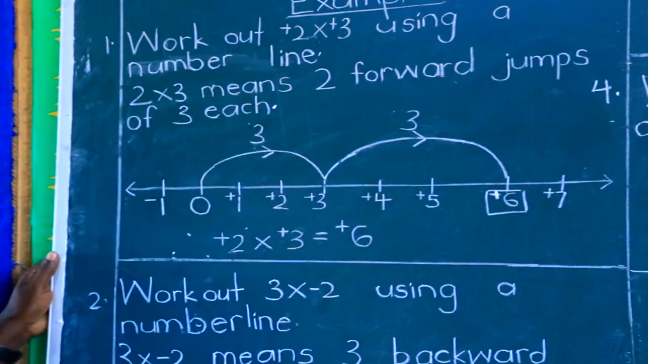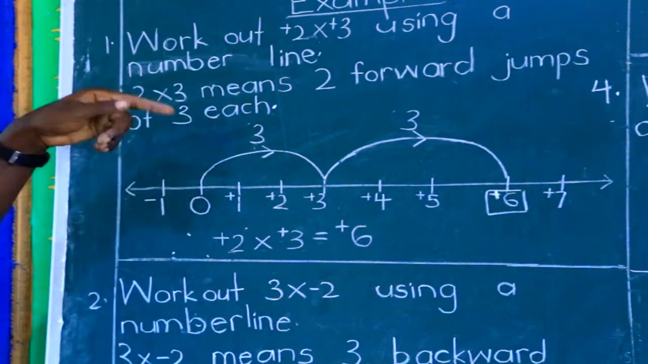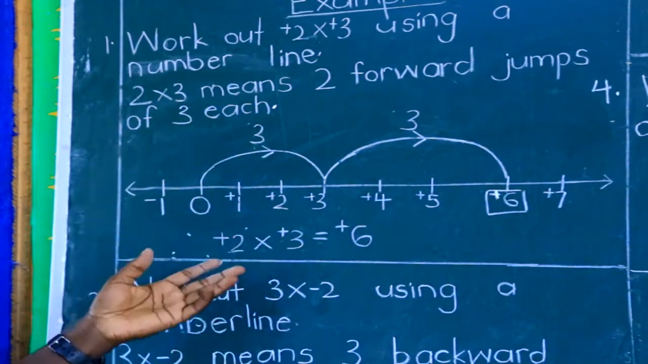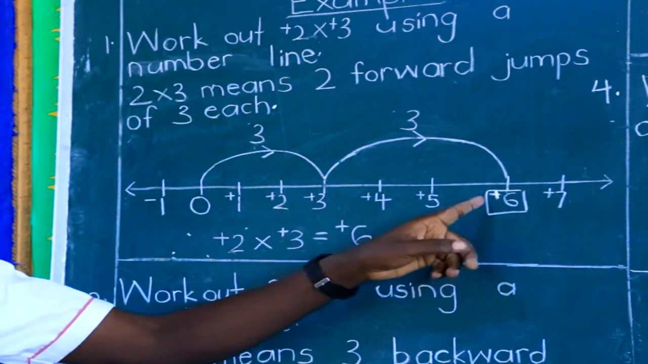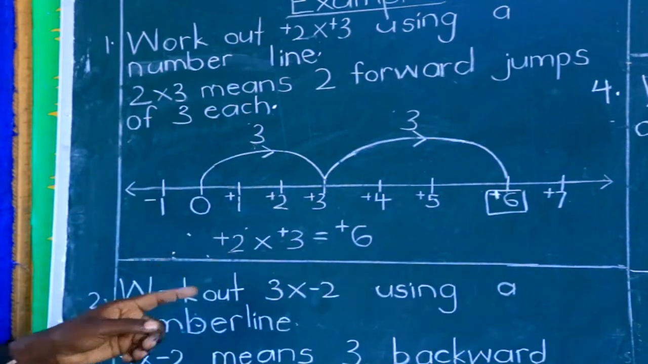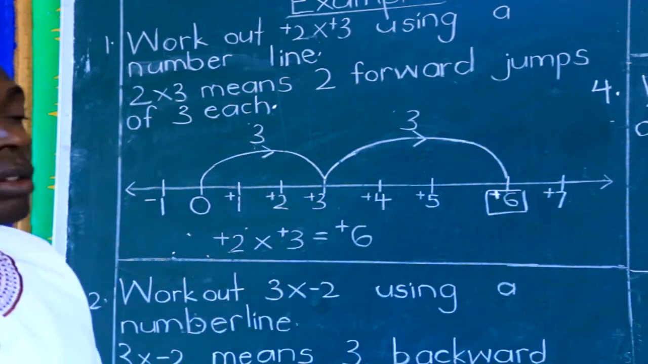So I've got to have 3 twice, twice 3, that's 2 times 3. So you jump that 3 twice, so that is 2 forward jumps of 3 each. And where you step at last is where the answer is. So the second jump of 3 stepped at positive 6, thereby concluding that positive 2 times positive 3, one attains positive 6.